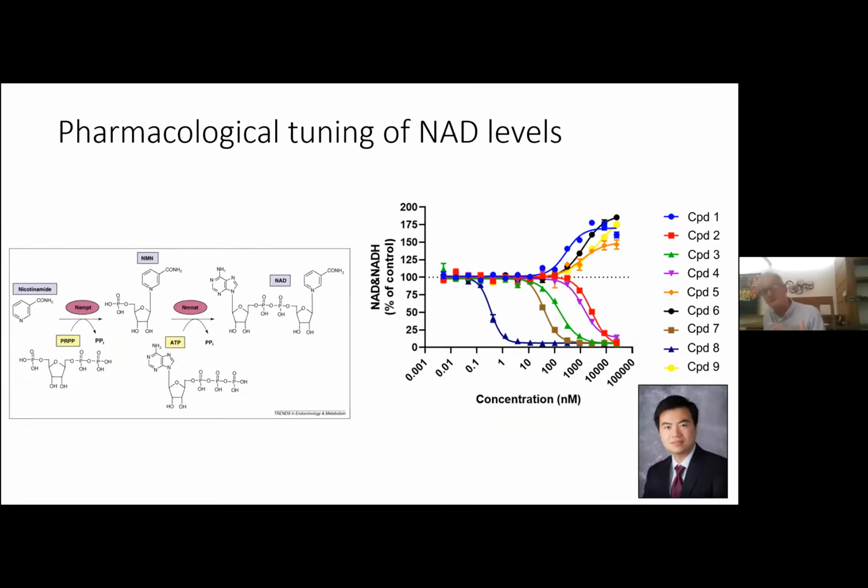A second thing that was brought up yesterday is the use of pharmacological agents to tune and regulate metabolites. And so we've been interested in NAD metabolism in cells.